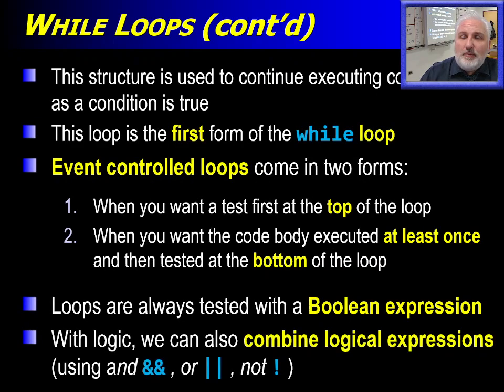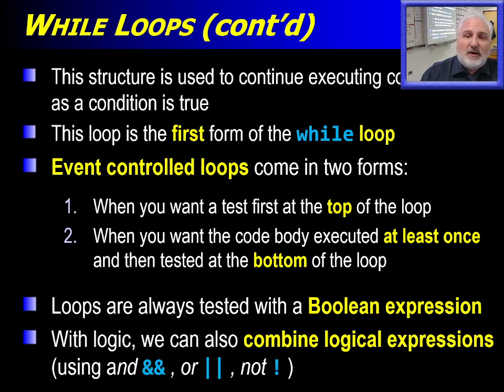So the first loop, the event loop, is generally written as a while loop. While loops or event loops can come in two different forms: when you want the test at the top of the loop, which is the standard while loop, and when you want the test at the bottom of the loop, which is the do-while loop format. And that's so that the body of the loop executes at least one time.